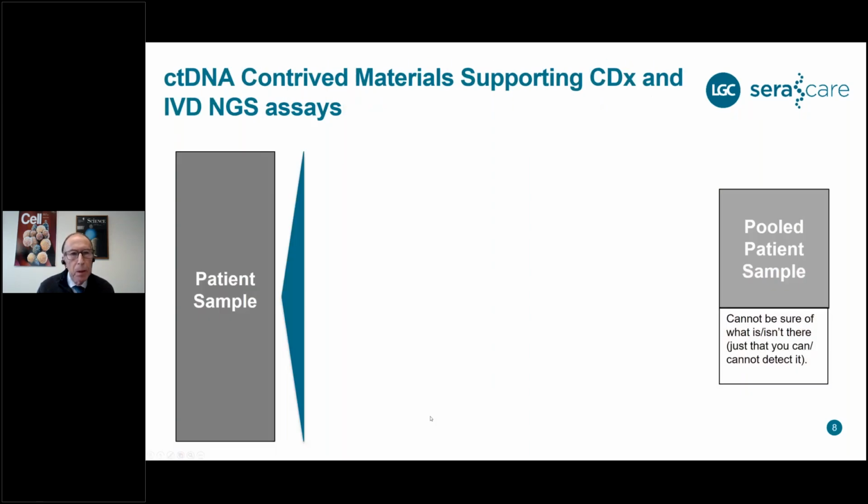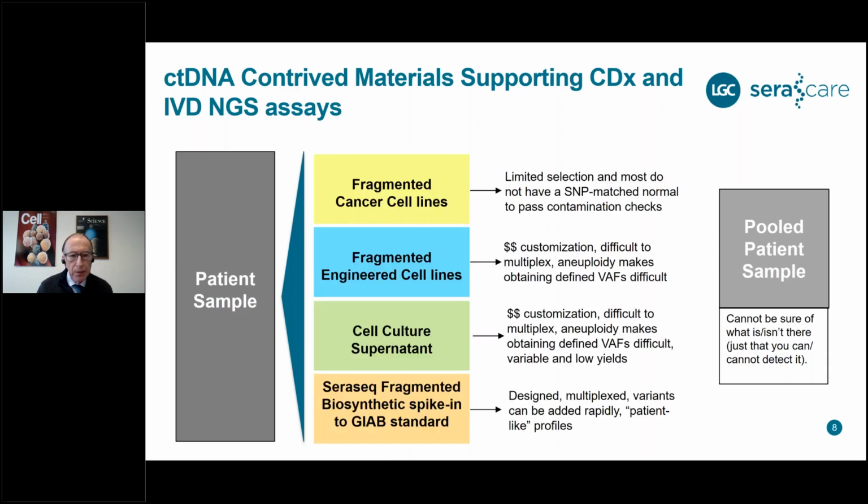So let me say some more about contrived materials and how we at LGC develop and manufacture these products. There's really 4 different ways you can think of manufacturing contrived materials to support ctDNA NGS assays. We want to make them as patient-like as possible. And then, as I mentioned earlier, you can do pooled patient samples. But the issue with pooled patient samples is you can never be sure exactly what is in there since you're pooling samples. You just know what you can actually detect.